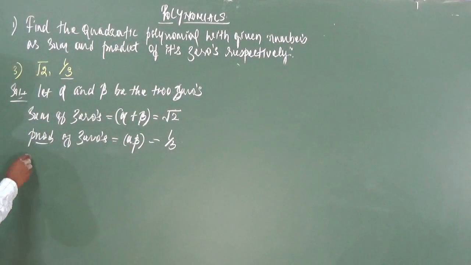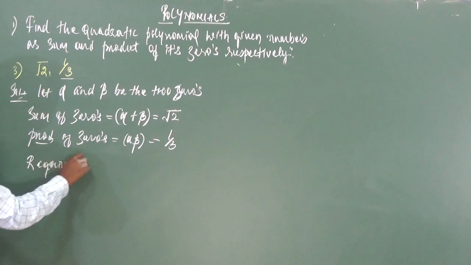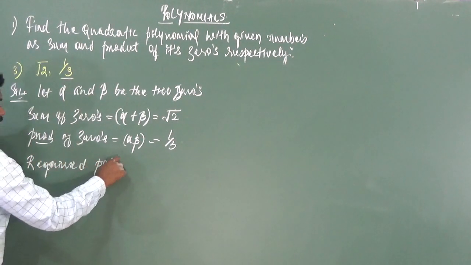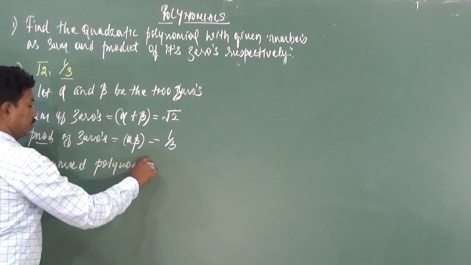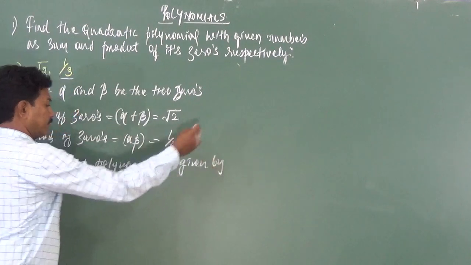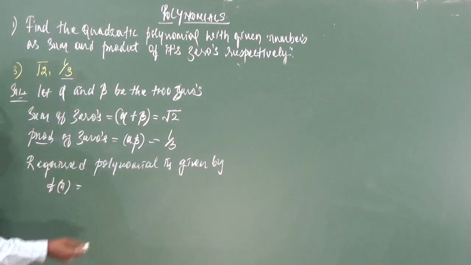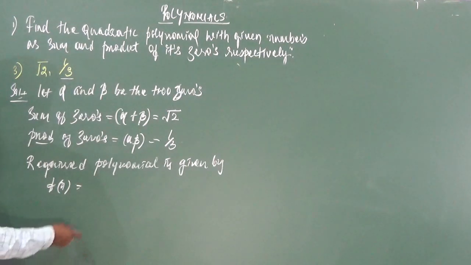Now we will write the required polynomial. So the required polynomial is given by, very simple, you can take f of x, you can take p of x, g of x, whatever you want, it's your wish.